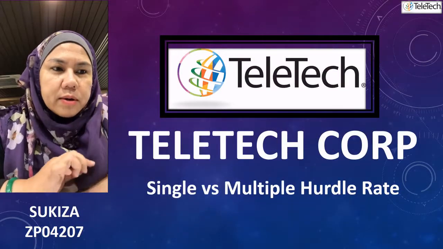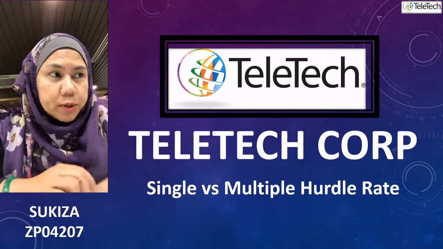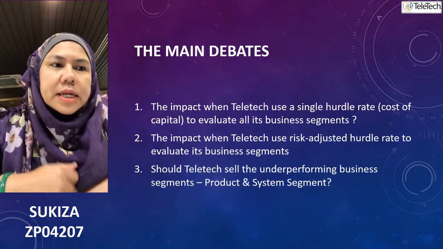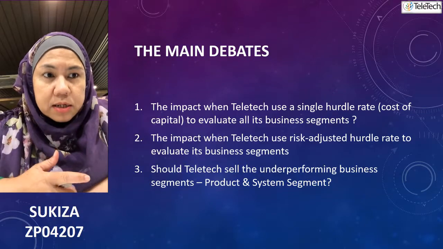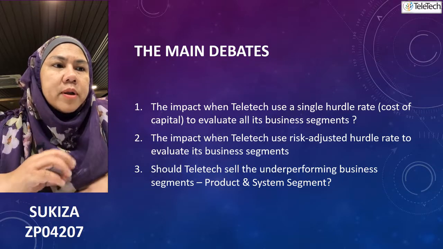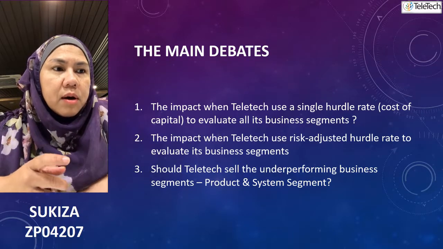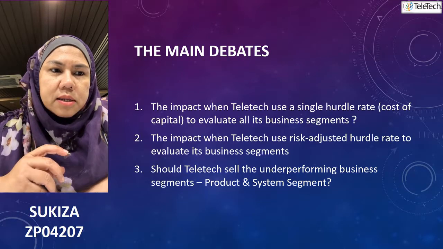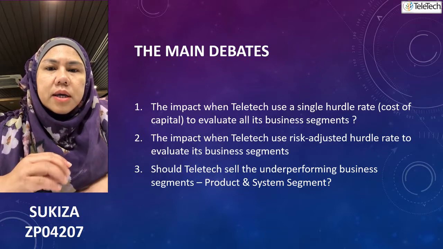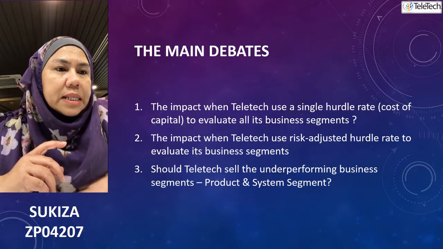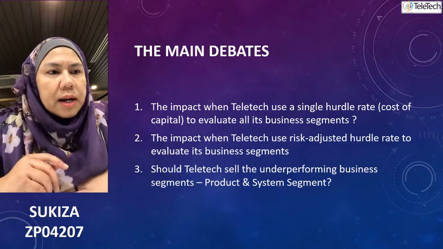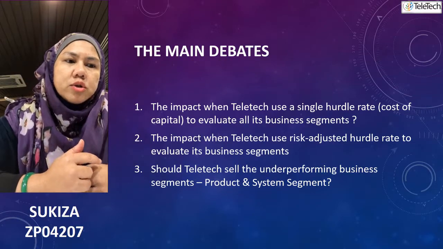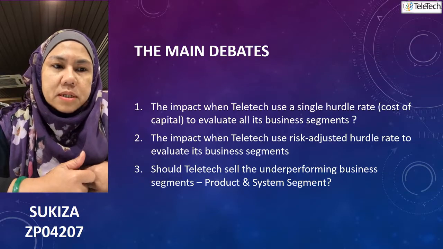Thank you. Today we are going to review Teletech Corporation, focusing on the impact of the company using a single hurdle rate, the cost of capital, to evaluate all its business segments, and the impact if the company used risk-adjusted hurdle rates to evaluate its 2 business segments. The third issue is whether the company should sell the underperforming business segment, which is Product and Systems.